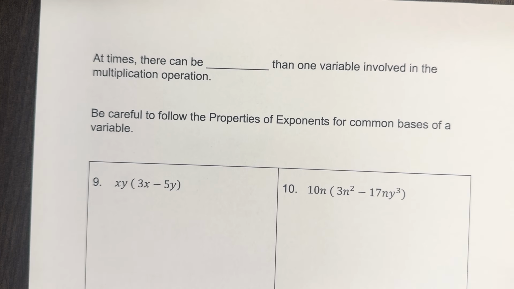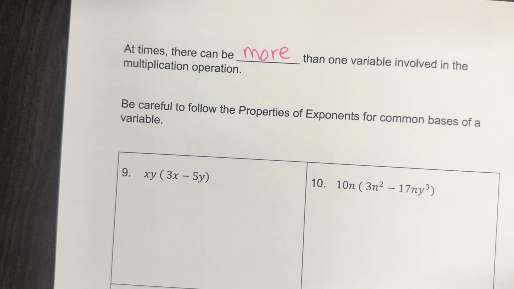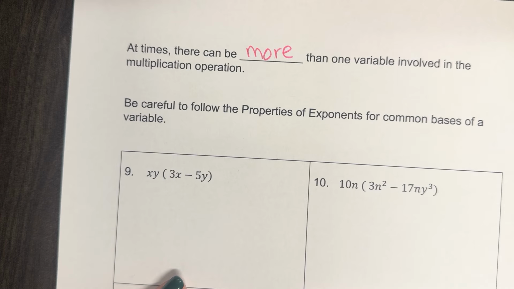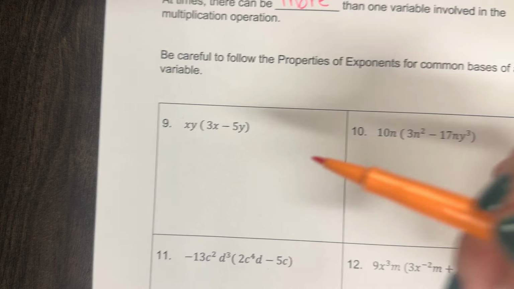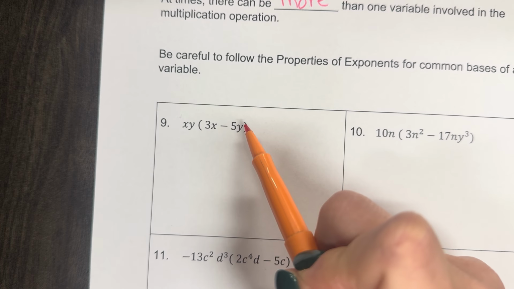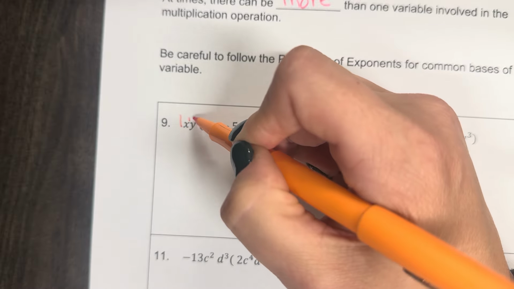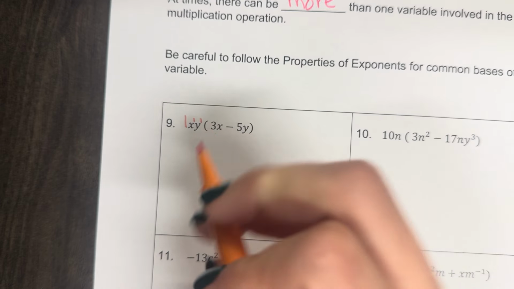Now what we need to understand is that sometimes there can be more than one variable. So if there's more than one variable, we are still adding the exponents. We just need to make sure we are adding exponents on things that have the same base, the same letter. So if I look at example 9 and I want to distribute xy to both of these pieces, right? I can fill in this really has a coefficient of 1. And this really has exponents of 1. So I'm taking 1 times 3, which gives me 3.